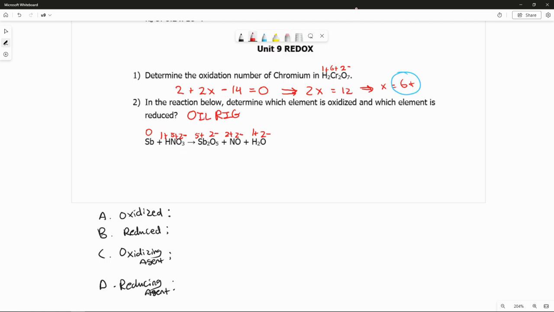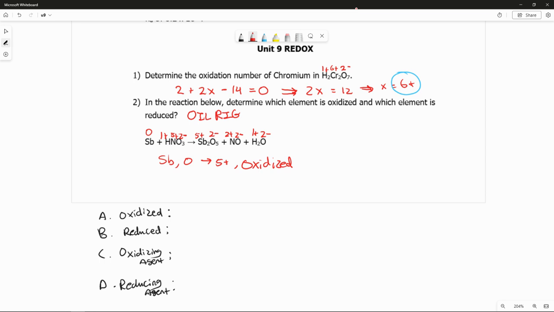All right, so with this information, now we can evaluate which one's oxidized, reduced, which is the reducing and oxidizing agents. So, taking a look at Sb first. Sb goes from a charge of 0 right here to the Sb 5 plus right here. If you're going from a charge of 0 to a 5 plus, you're becoming more positive. In order to become more positive, you're losing electrons. So oil rig, you're losing electrons. Therefore, we know Sb is oxidized.